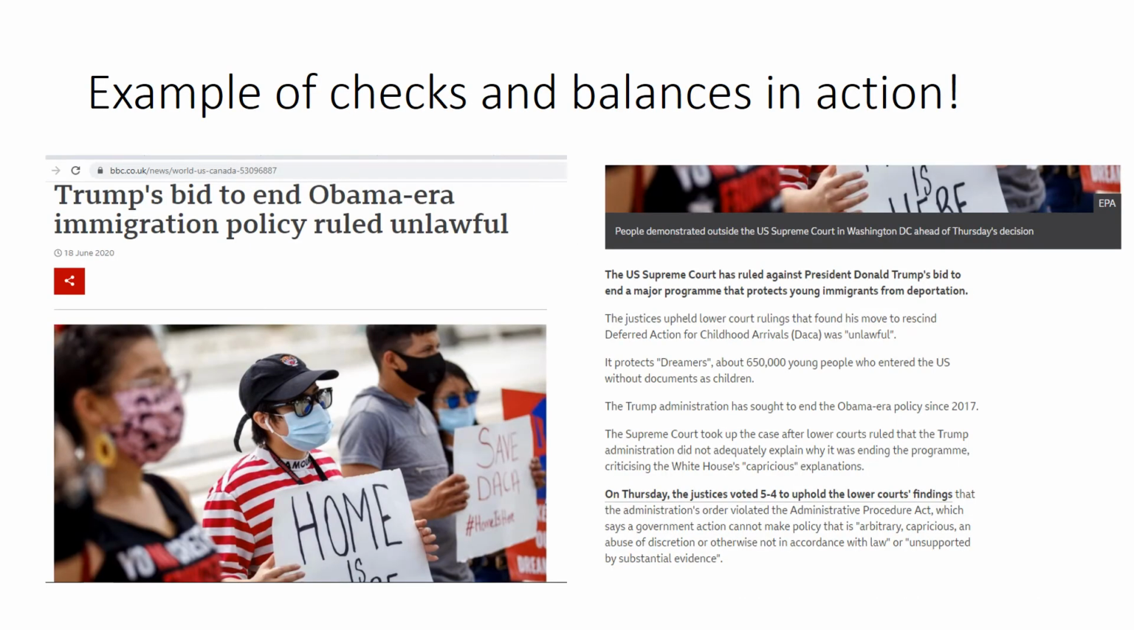Now, an example of checks and balances in action is Donald Trump's bid to end Obama-era immigration policy. This story is from the 18th of June 2020. Donald Trump tried to end Barack Obama's immigration policy, but the US Supreme Court ruled that President Trump's bid to do this was actually not allowed, so they ruled against it. So this is an example of checks and balances in action. Donald Trump, as president at this time in the executive branch, tried to do something, and the Supreme Court stopped him doing it, so they've kept a check on Donald Trump here. And that just explains a wee bit about checks and balances.